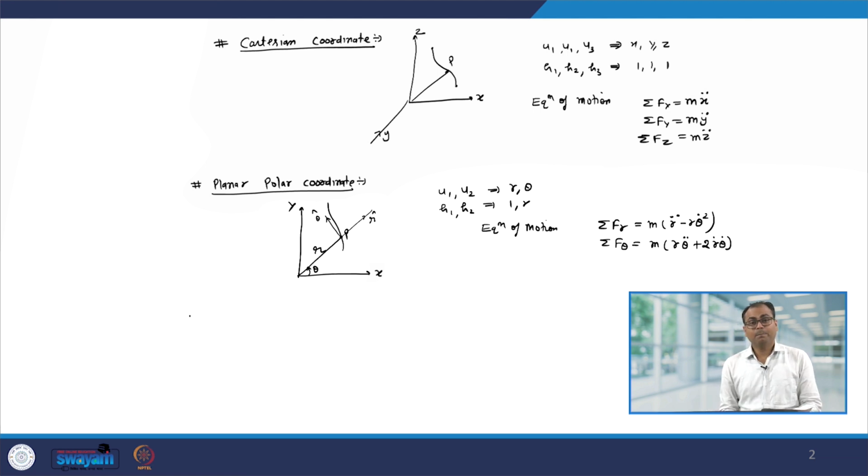Now, note that in planar polar coordinate system, when the particle moves from one point to another point, the unit vector also changes its direction. This was not the case in the Cartesian coordinate. Let us now look at the spherical coordinate.